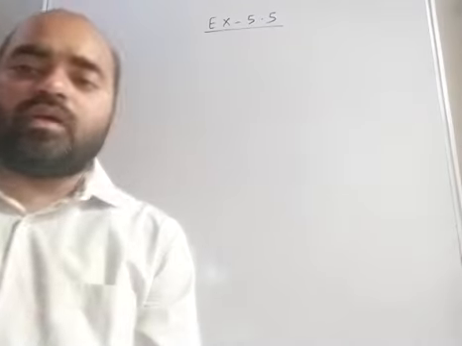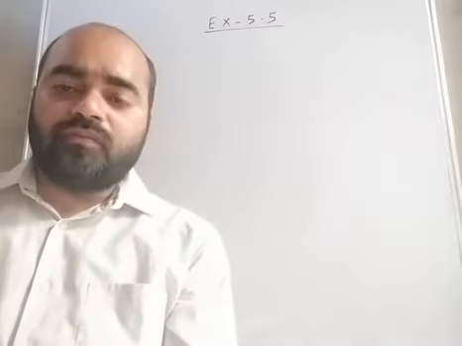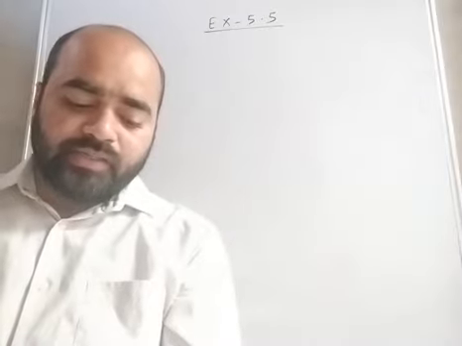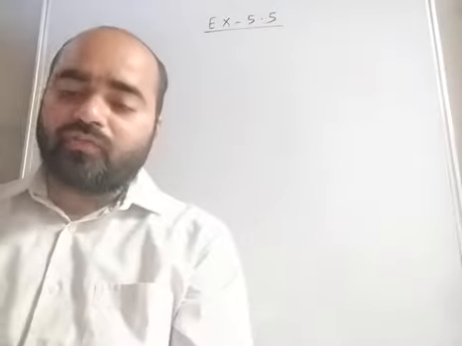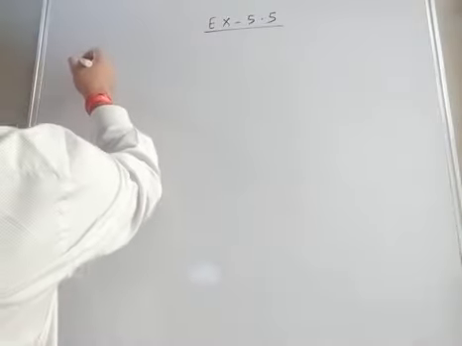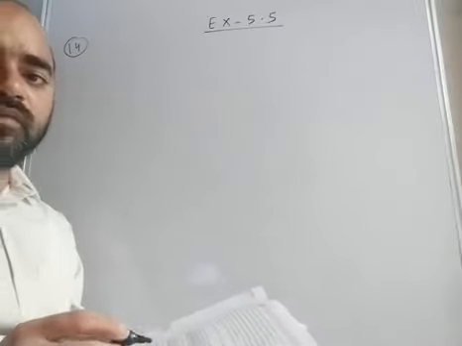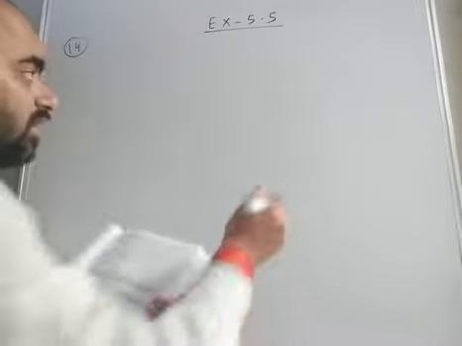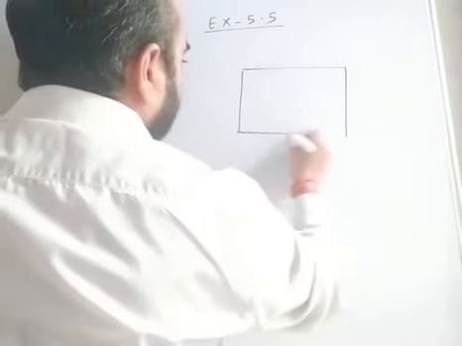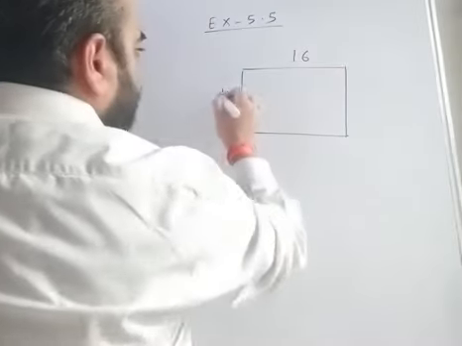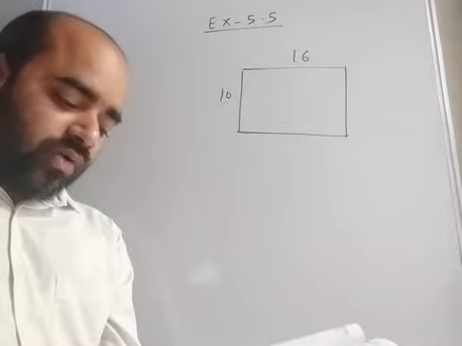So we have done up to question number 11. Now question number 14. A rectangular garden 10 meter by 16 meter is to be surrounded by a concrete walk of uniform width. What is given? A rectangular garden is given, 10 meter by 16 meter, to be surrounded by a concrete walk of uniform width.